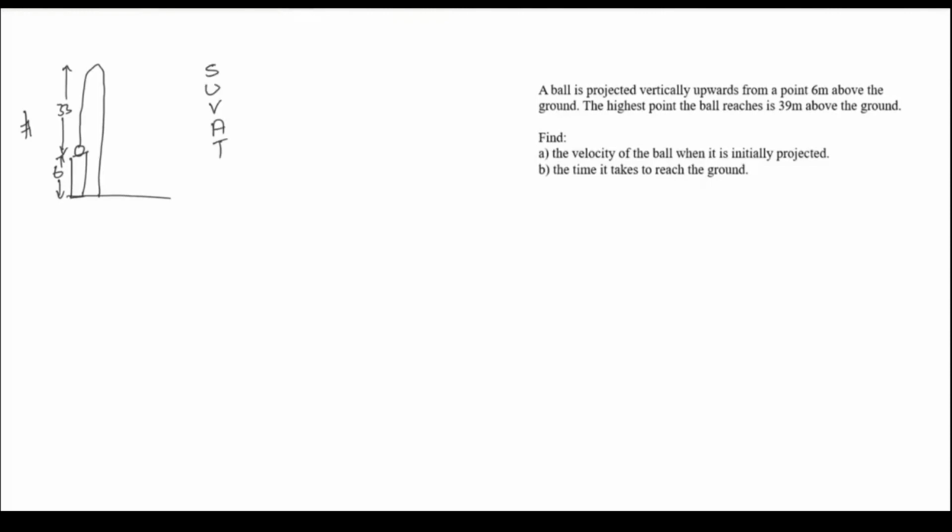Let's collect our correct SUVAT variables. So the displacement is 33. We don't know the initial velocity, it's what we're looking for. But we do know the velocity when it hits its highest point is going to be 0. The acceleration in this scenario is acceleration due to gravity, and we'll say it's negative 9.8. And t is an unknown time, which we don't need right now. A formula that uses S, U, V, and A is going to be v squared equals u squared plus 2as.